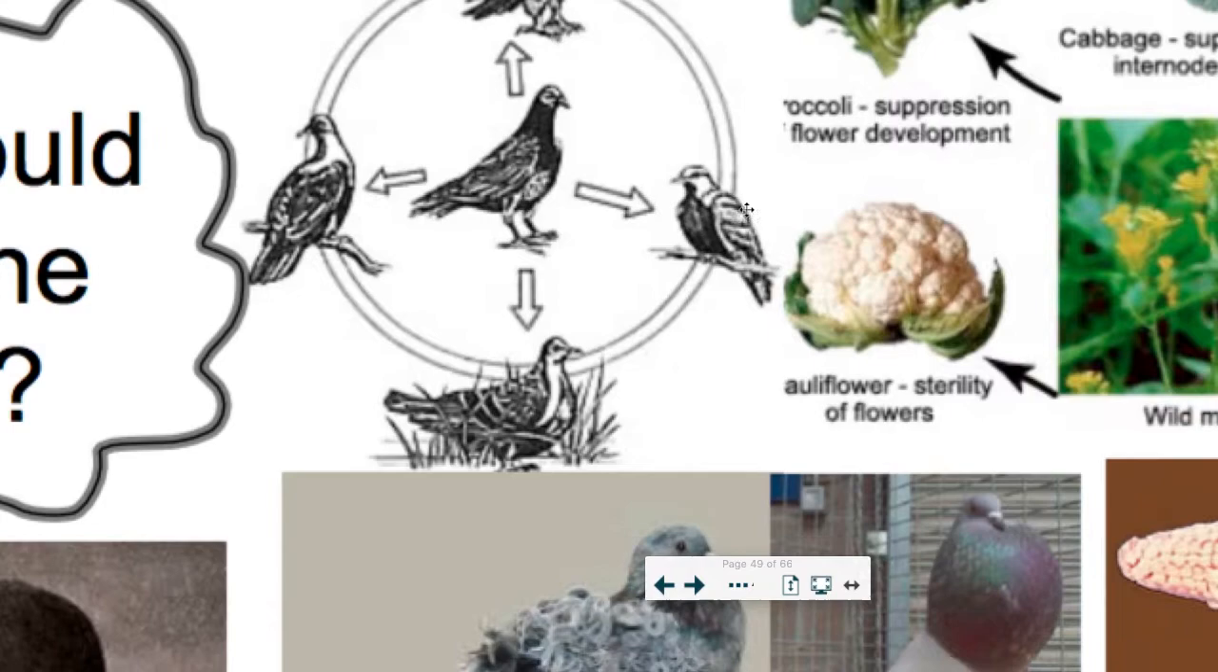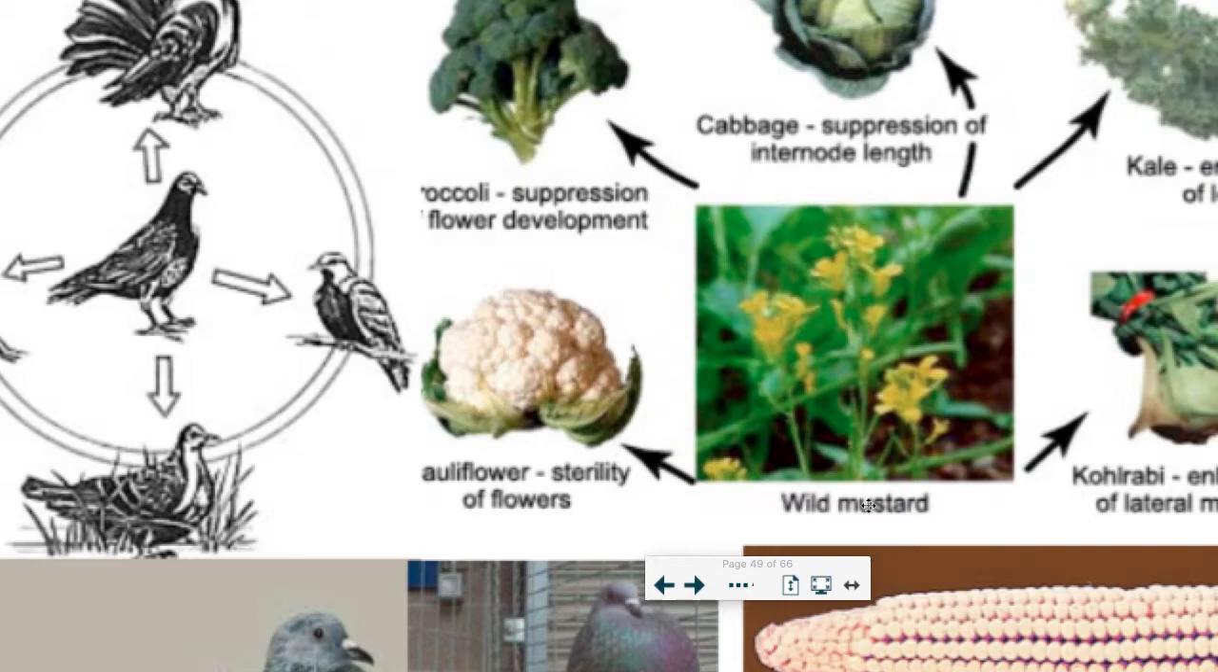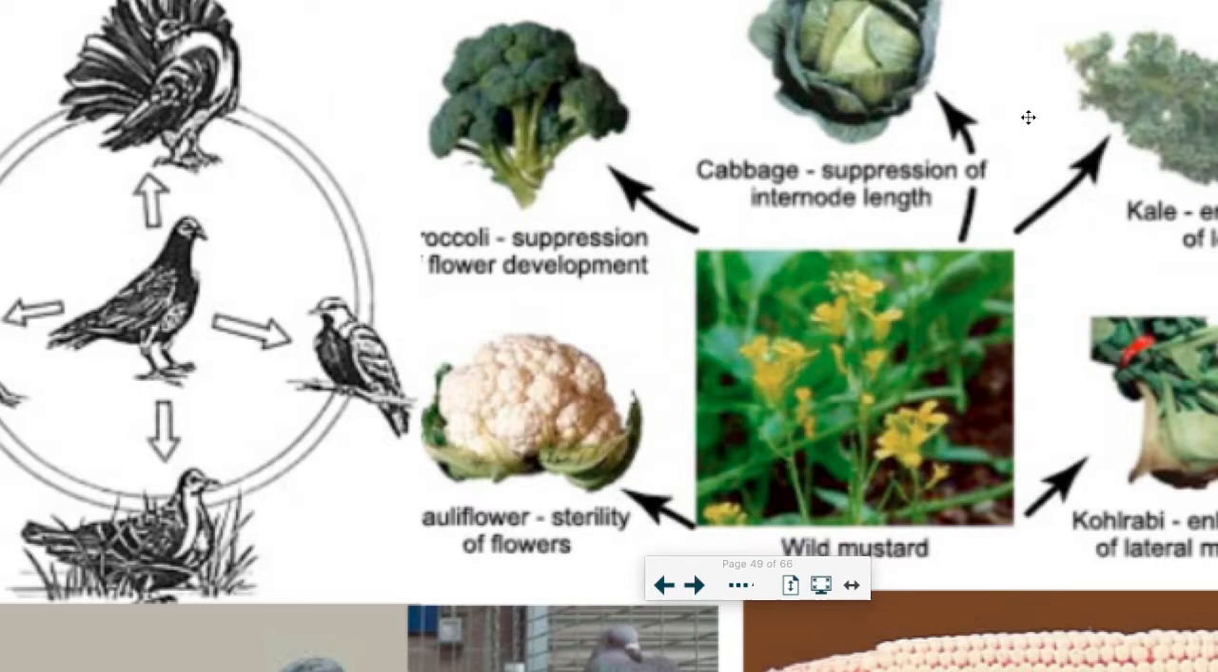Okay, I'm going to slide over here, wild mustard. If you select for certain traits in wild mustard, you can produce cauliflower, broccoli, cabbage, kale, kohlrabi. How do you do that? You take wild mustard, and if you suppress the flower development, you get broccoli. Or if you make the flowers sterile, so there's no reproductive parts, no stamen, no pistil, it turns into cauliflower.